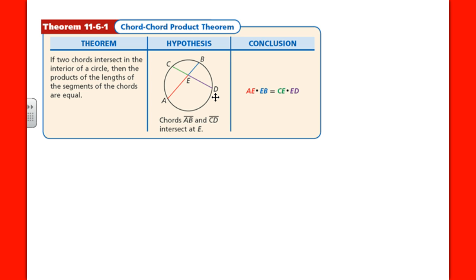So remember, the definition of a chord is a segment interior to a circle, with endpoints on the circle. The relationship is that the products of the lengths of the segments of the chords are equal. So what does that mean? Let's look. AE times EB equals CE times ED. So the 2 parts of each chord, when multiplied, equal the 2 parts of any other chord that is intersecting that original chord in the same circle.